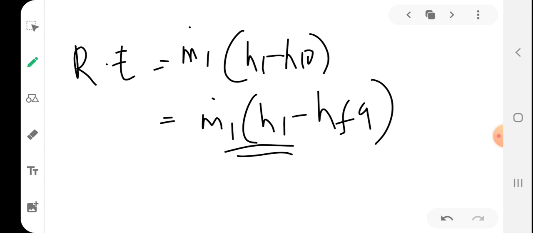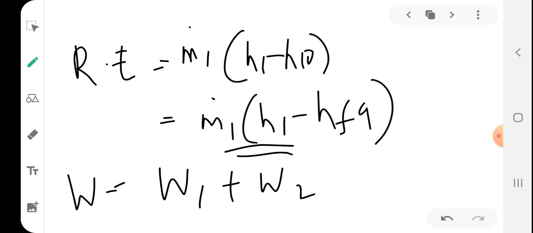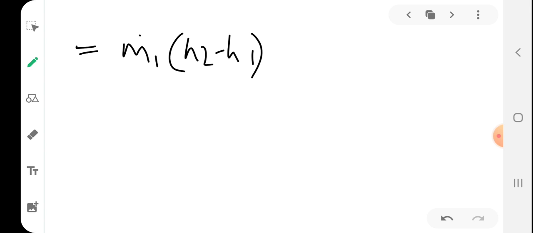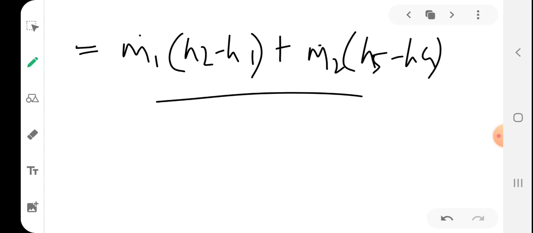To get the compression work, W1 plus W2, for the low pressure compressor and the high pressure compressor, both works should be added. That will be equal to m1 dot into (h2 minus h1) plus the second one, m2 dot into (h5 minus h4). So that will be the total work, or rather total power.